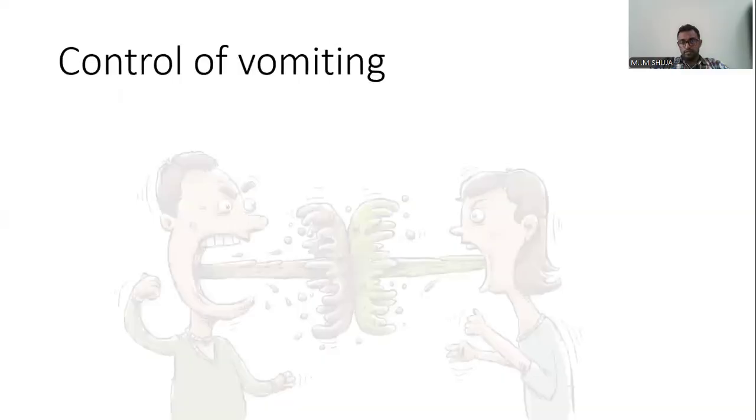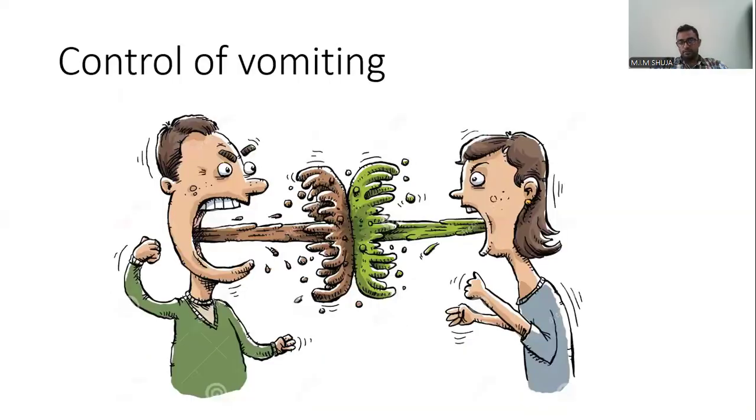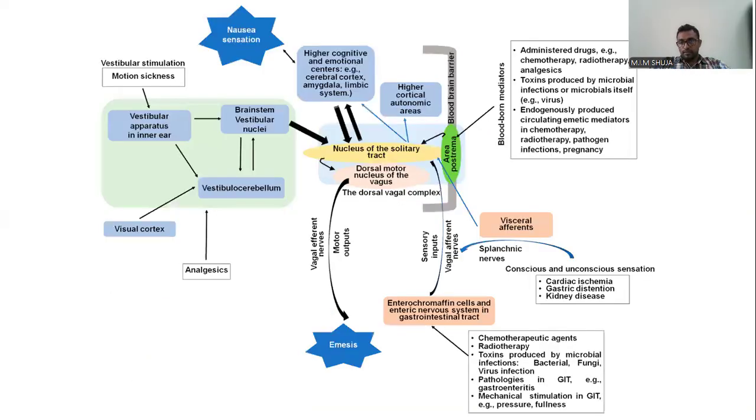The control of vomiting is just a schematic picture, okay? This slide is very important and it summarizes the control of the vomiting system. It may look a little complex, but the main idea is simple. Vomiting is controlled by the brainstem and many different parts of the body can signal to trigger it. At the center of this pathway is the dorsal vagal complex in the medulla.